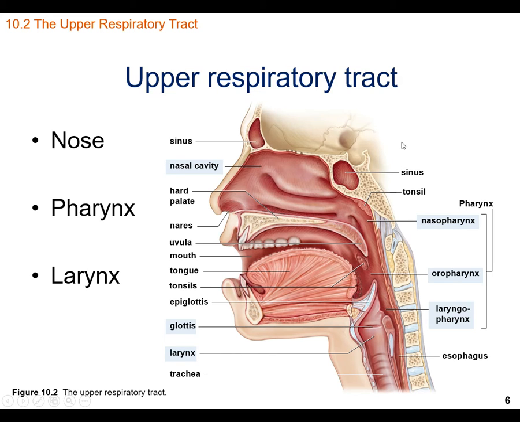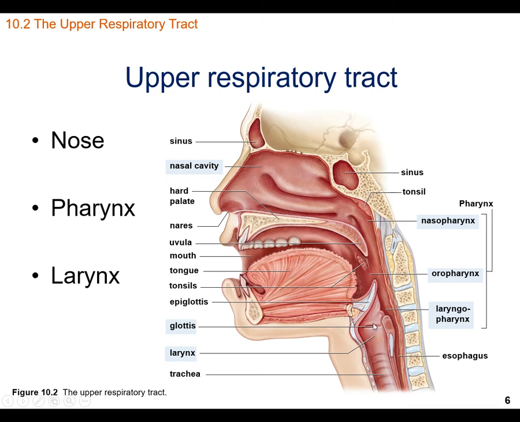In the upper respiratory tract, we're going to begin by looking at the nose, the pharynx, and the larynx. So really, if we're thinking about the upper respiratory tract, it's in the head. You can see we have sinuses, a nasal cavity, the hard palate, which is above your teeth. You can feel that with your tongue. We've got your tongue. Here's the oral cavity.